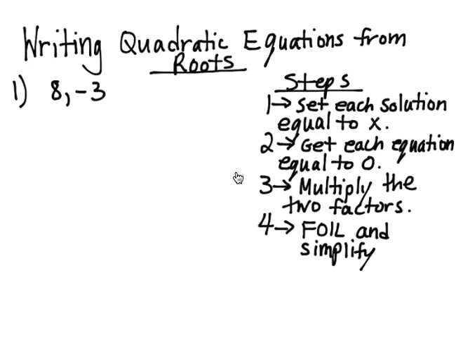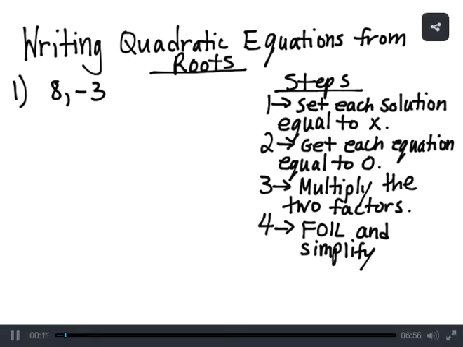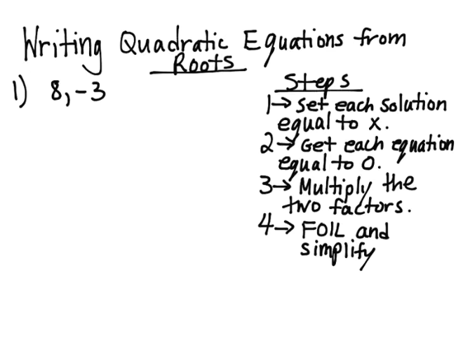This video is going to take you through the process of going backwards and writing quadratic equations from the given answers, or the roots. You may have to pause to write down the steps, and the steps are as follows. Set each solution equal to x. So I'm going to do that first. My solutions are 8 and -3, so we'll set them each equal to x.